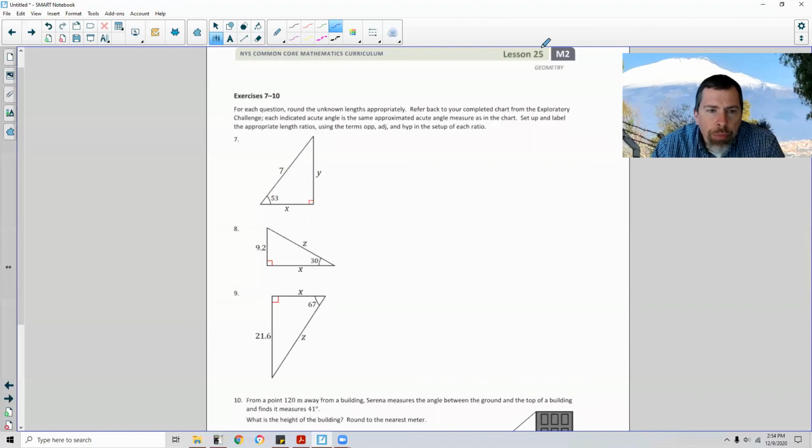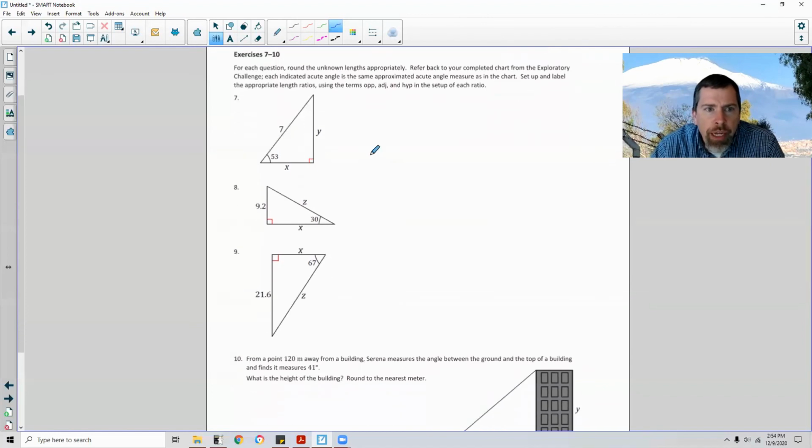All right. Page 4 brings us to exercises 7 through 10. For each question, round the unknown lengths appropriately. Refer back to your completed chart from the exploratory challenge. Each indicated acute angle is the same approximated acute angle measure as in the chart. Set up and label the appropriate length ratios using the terms opposite, adjacent, and hypotenuse in the setup of each ratio. So pause the video, see if you can do this, come back, and then we'll talk about it.